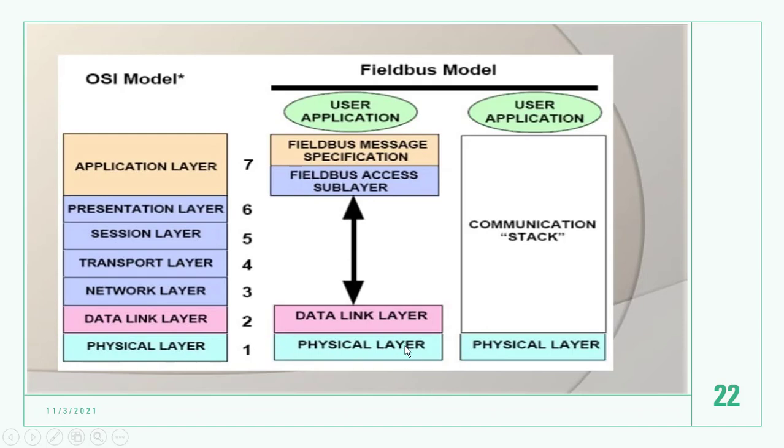Communication, how to communicate, the speed, baud rate, and all this stuff, how the cable is connected, is called the physical layer. Today we talk about the data link layer.